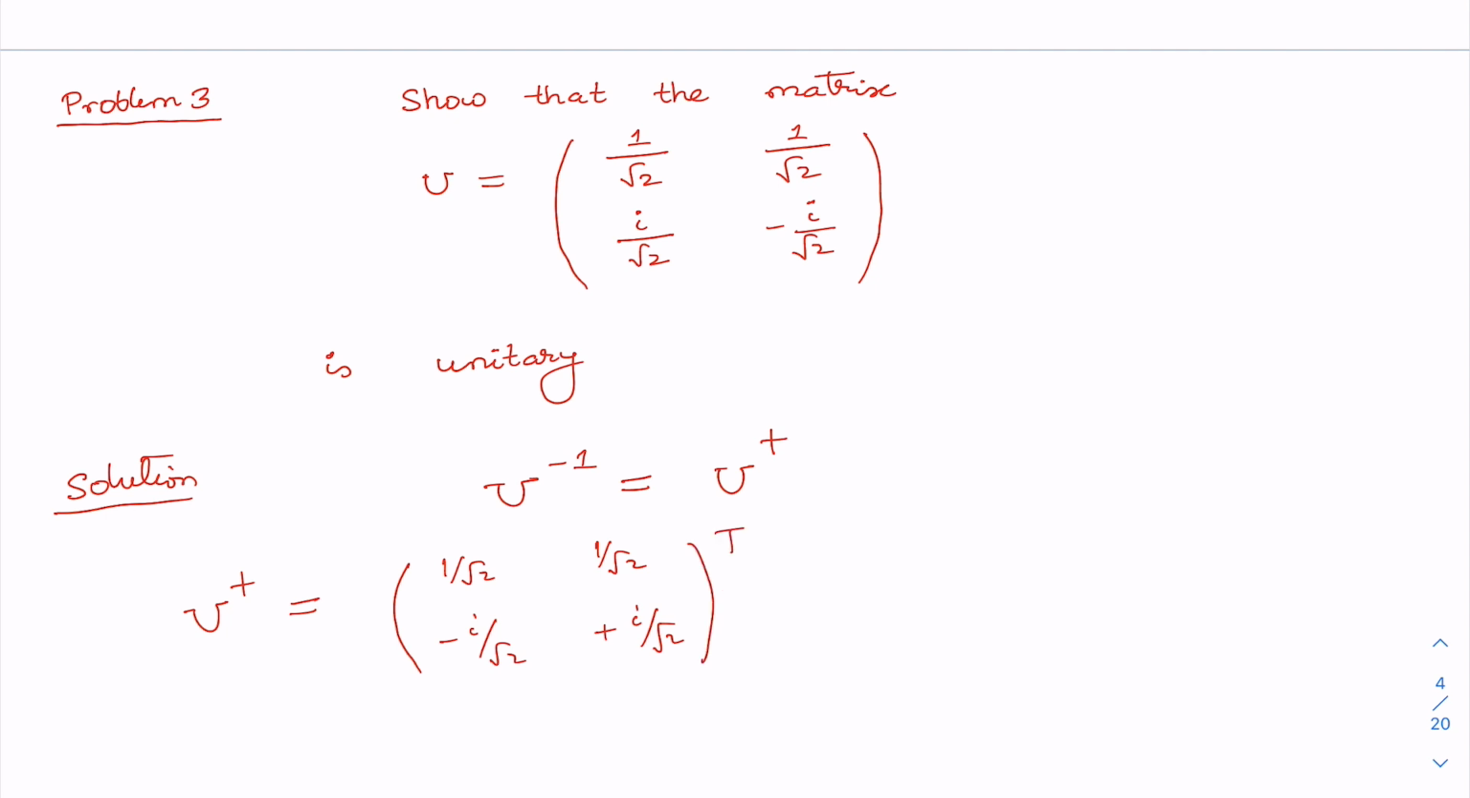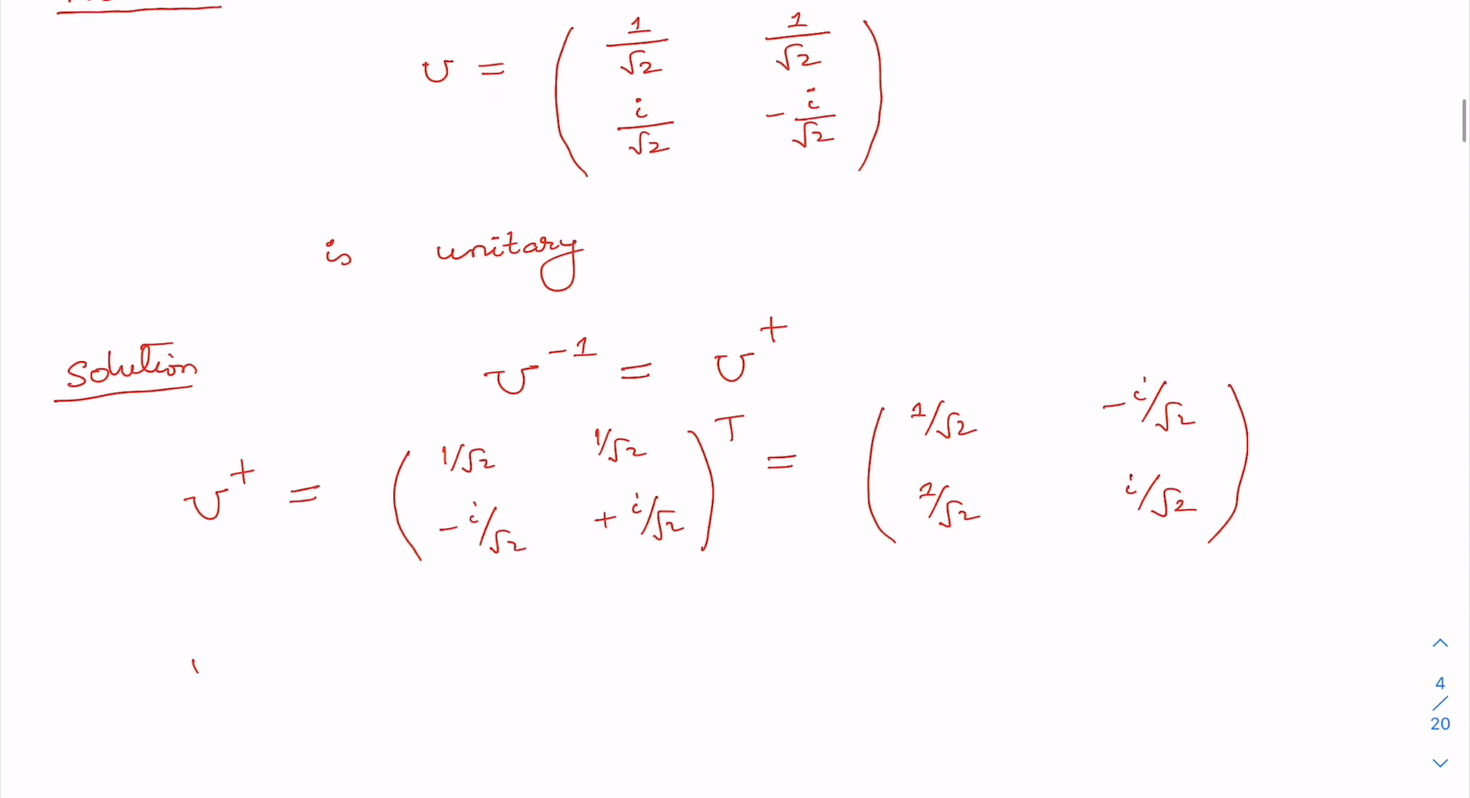Then I have to take the transpose of it, and this will give me 1 by root 2, 1 by root 2, minus i by root 2, plus i by root 2. So that is U dagger. And what about U inverse?